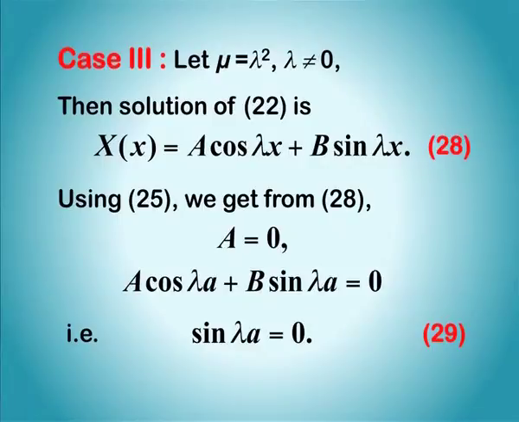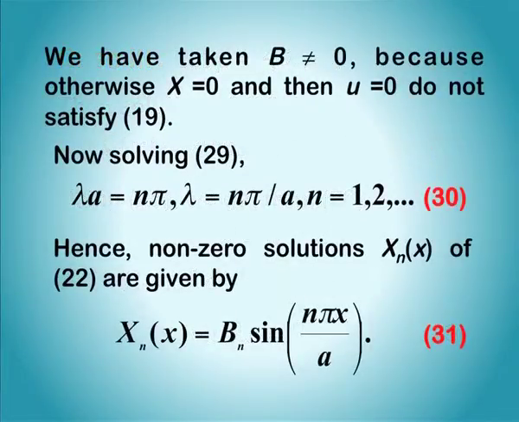So the solution of 20 is given by this now. From 25, the boundary conditions, 28 reduces to a is equal to 0, and therefore a cos lambda a plus b sin lambda a is equal to 0 will give you sin lambda a is equal to 0. So what we do is we have taken b not equal to 0 because otherwise X will be equal to 0 and u will also be 0, and therefore it will again not satisfy equation 19. So we have taken b not equal to 0, the reasons are given on the second line as we have read.